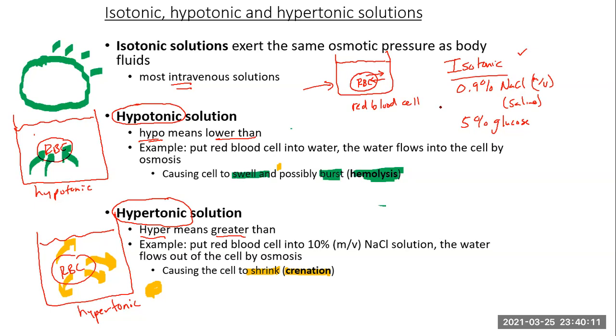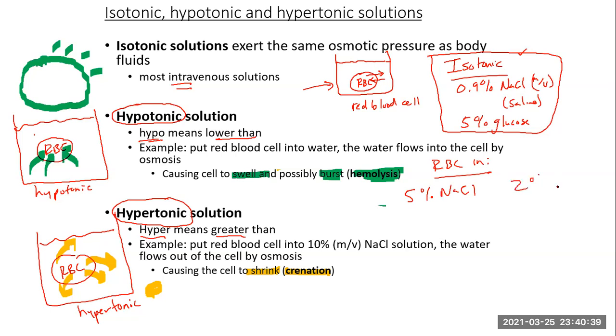Again, these numbers here are really important as your baseline numbers to decide whether something is isotonic, hypotonic, or hypertonic. So for example, let's say we put a red blood cell in the following solutions: a 5% sodium chloride solution, a 2% glucose solution, a 0.9% sodium chloride solution, and let's say we put it in pure water.